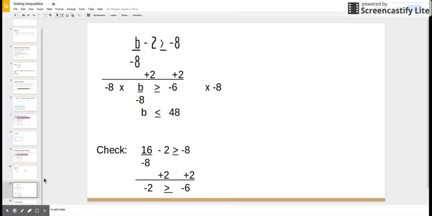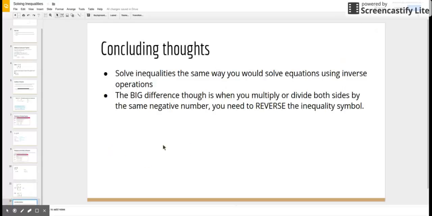So just your concluding thoughts, just make sure that when you multiply or divide by a negative number, you flip the inequality sign. Other than that, it's still equations. It's still the same thing as equations.